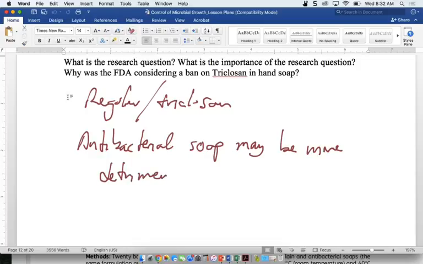Okay. So basically, the question is, is it more effective? And if not, why continue to include it, if the drawbacks are worse than the benefits, right? Anybody want to add anything to that?